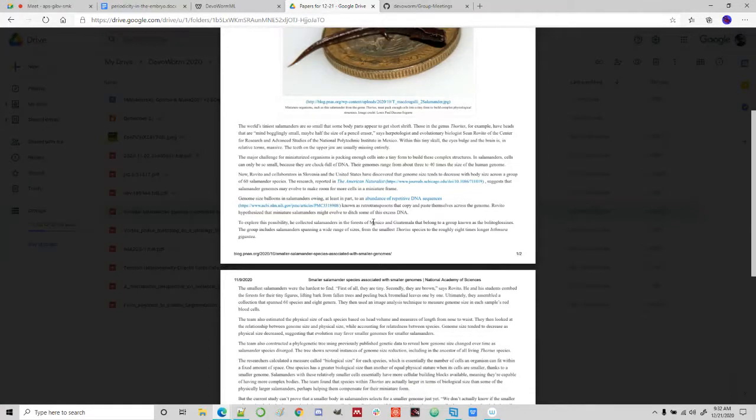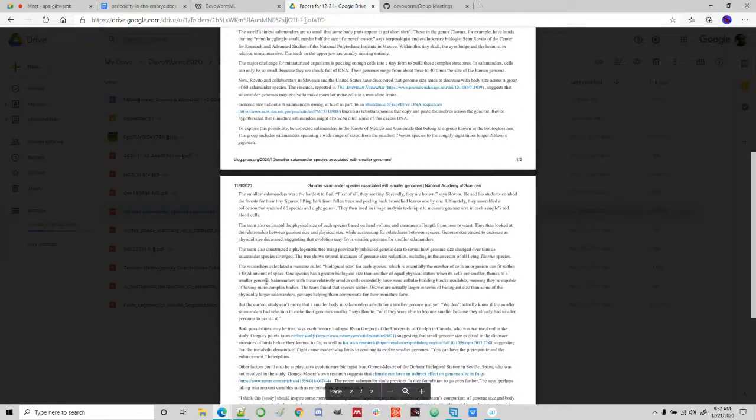So let's see. To explore this possibility, they collected salamanders in the forests of Mexico and Guatemala that belong to a group known as the Bolitoglossines. The group included salamanders spanning a wide range of sizes, from the very small Thorius to the roughly 8 times longer Isthmura gigantea. So these are a range of different sizes as well as species. The smallest salamander was the hardest to find.